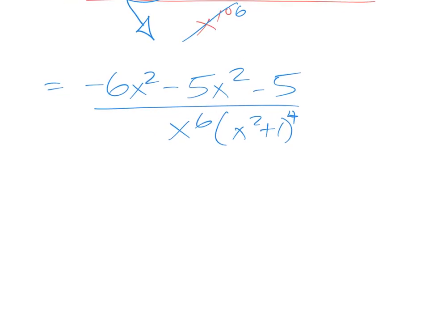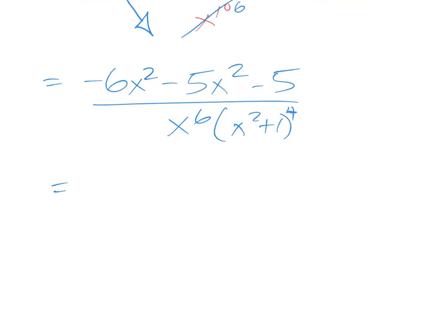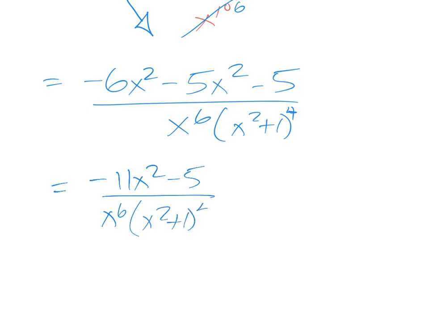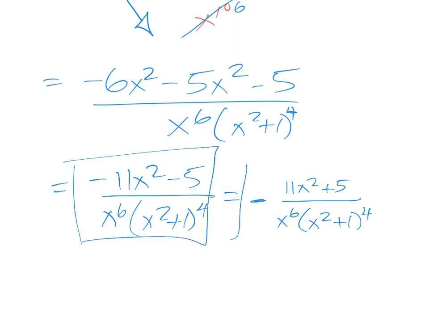Alright, almost done. So simplifying, I have -11x squared minus 5 over x to the 6th times x squared plus 1 to the 4th power. Alright, you could just as well represent your answer like this. You could factor out the negative from this binomial here. So you have the negative right next to the division symbol, and you would have 11x squared plus 5. And then you have x to the 6th times x squared plus 1. Alright, so either answer is fine. I'm not picky about that.